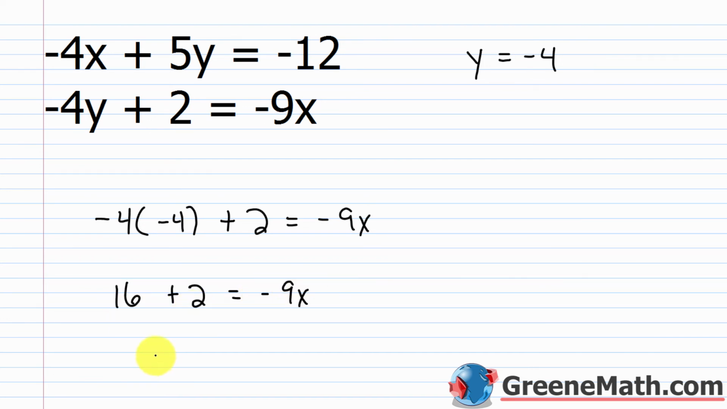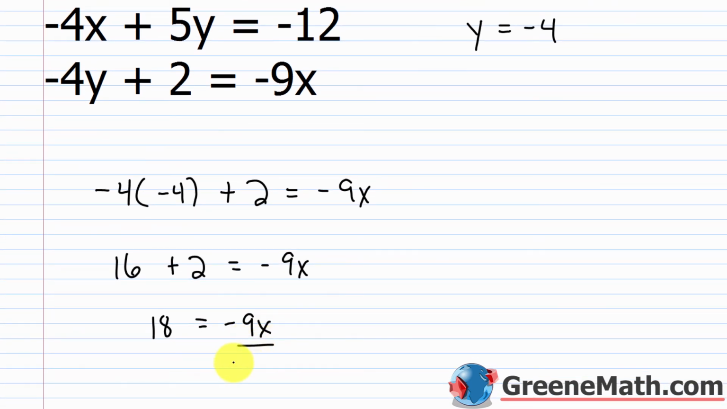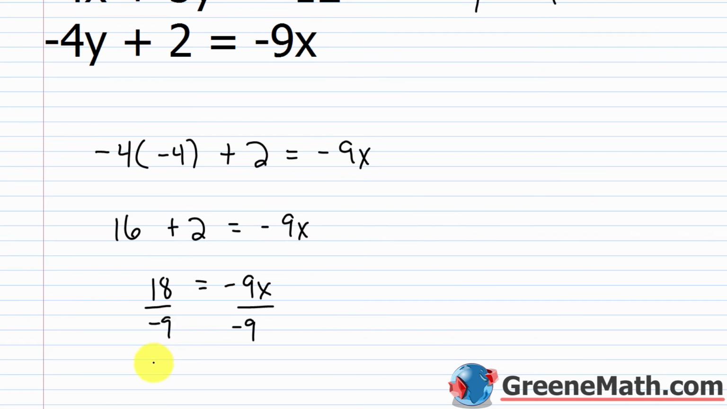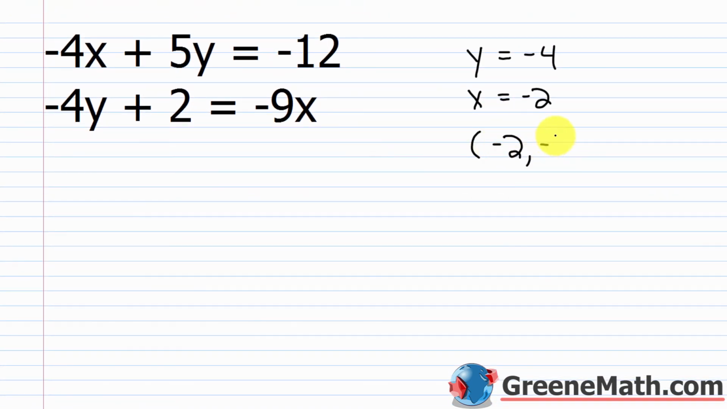16 plus 2 is 18, so you'd have 18 equals negative 9x. Divide both sides of the equation by negative 9. And you're going to get that negative 2 is equal to x, or you could say x is equal to negative 2. So this would be the ordered pair, negative 2 comma negative 4. All right, so let's plug in for x and y in the original equations and make sure that this is the solution for the system.